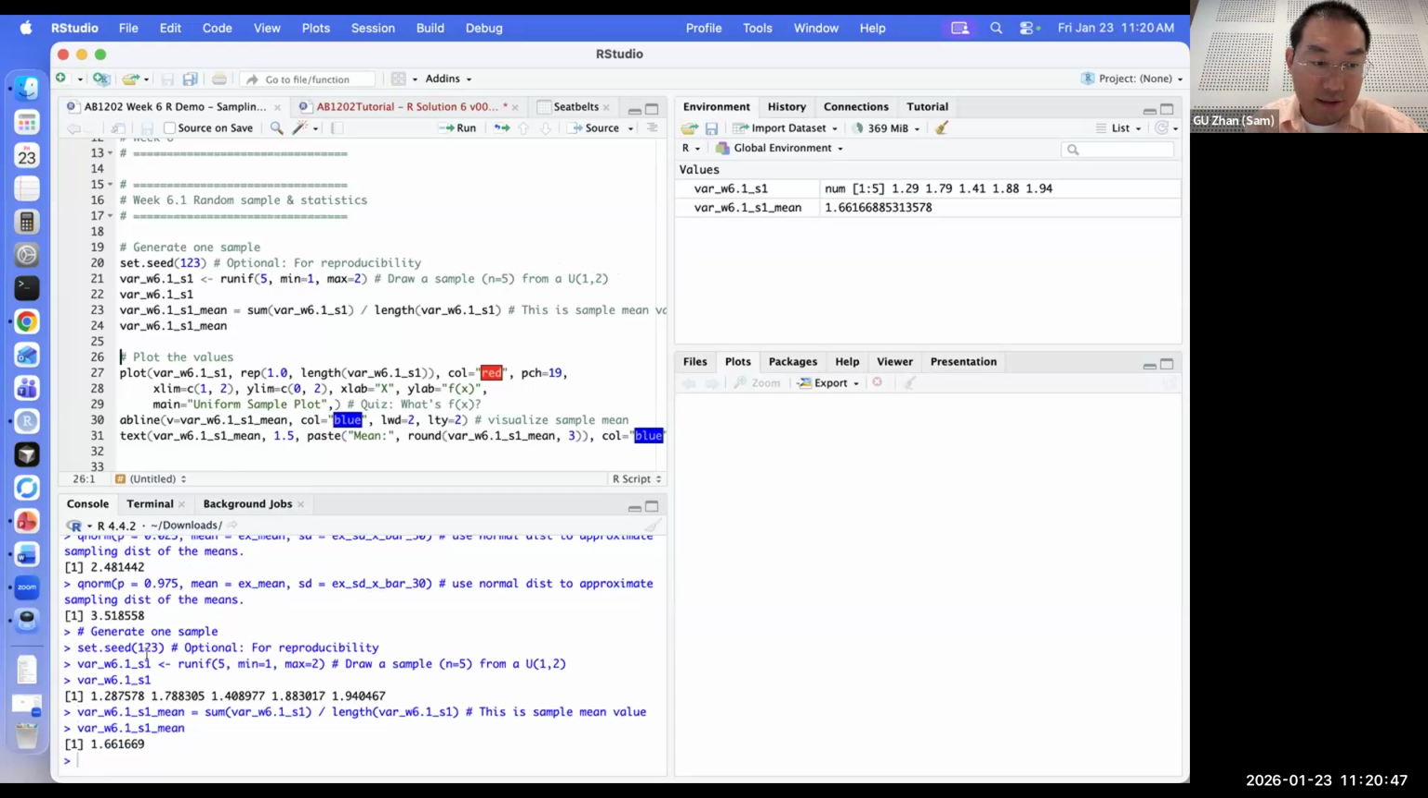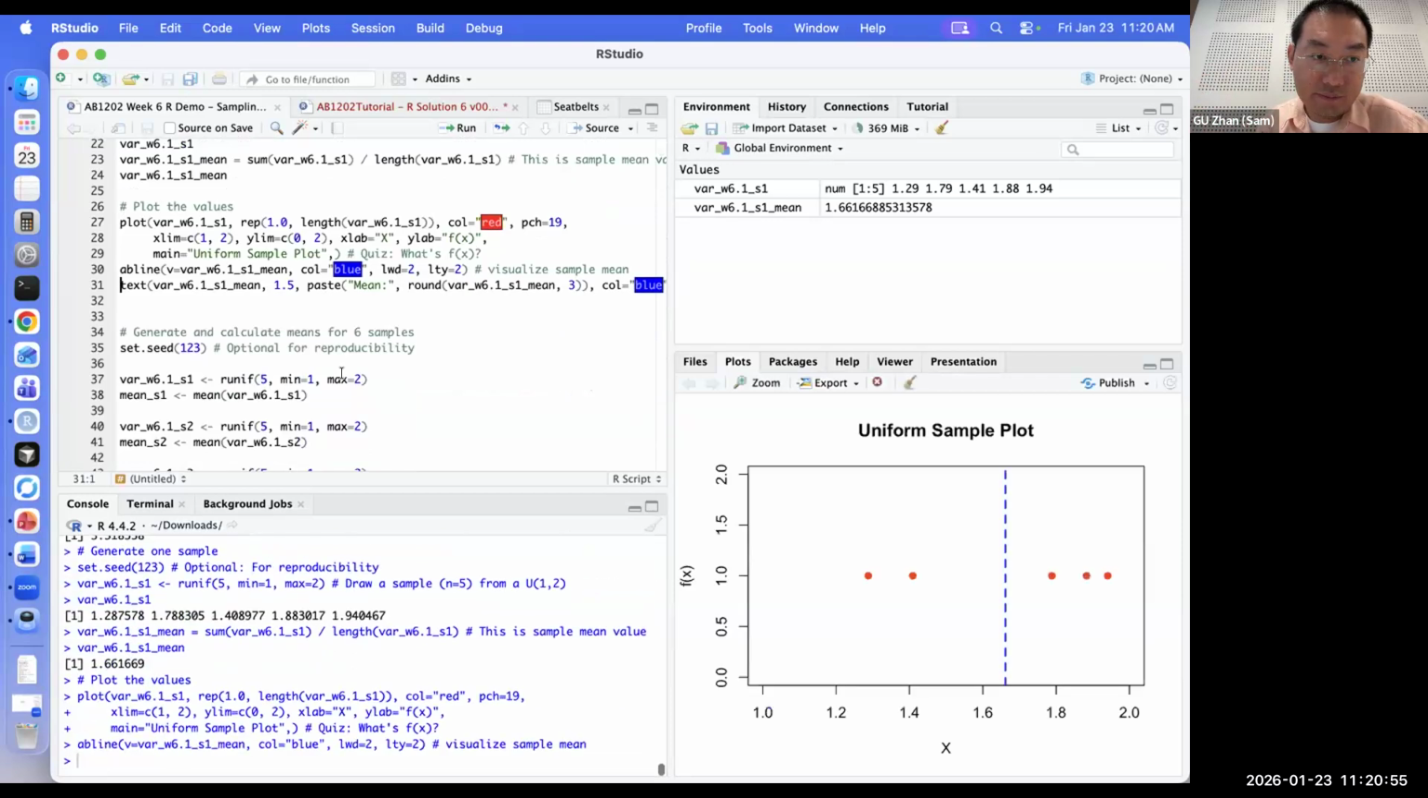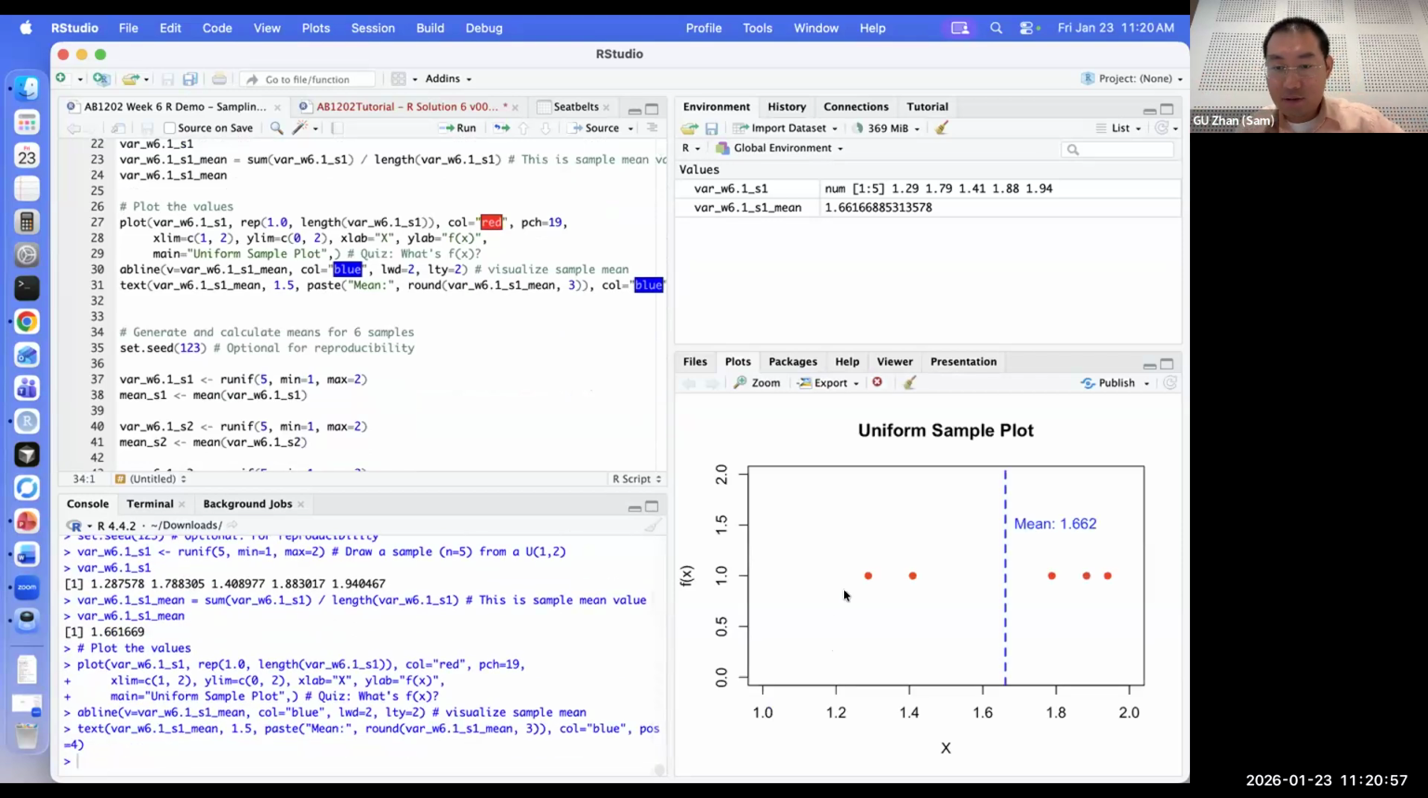So we can find these five numbers and what is the mean value. Okay, so we can do that. Next, we are going to plot this value. We plot these five numbers. These are the five samples that we draw from a uniform distribution, and what is the average value, x bar, of these five. Okay, and this is the first sample.